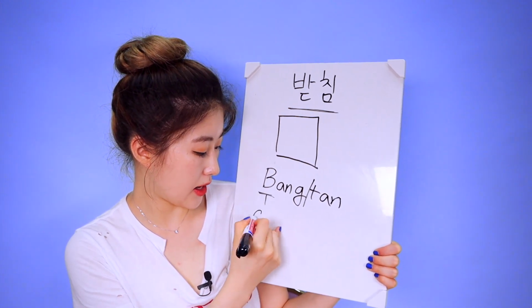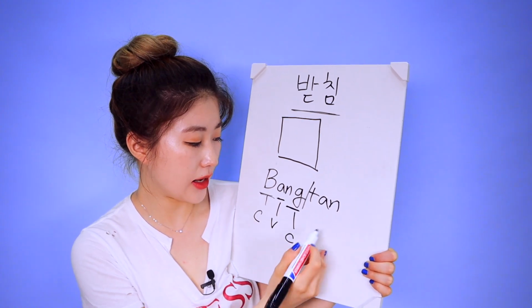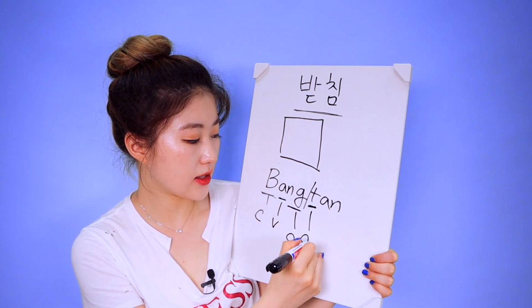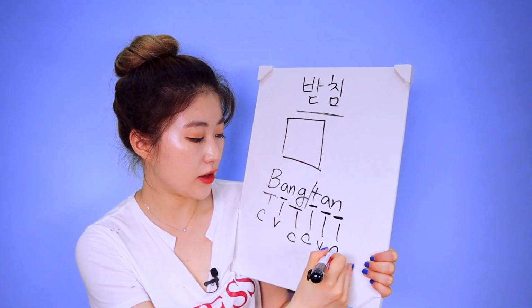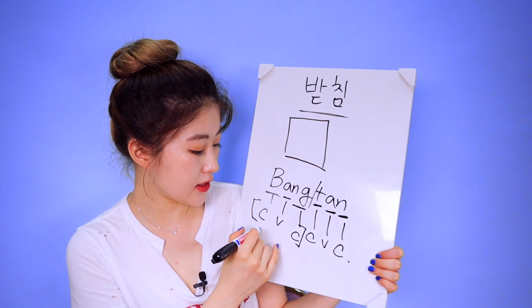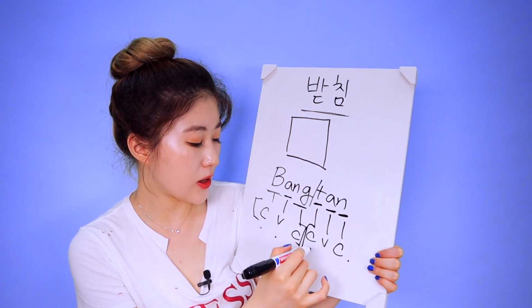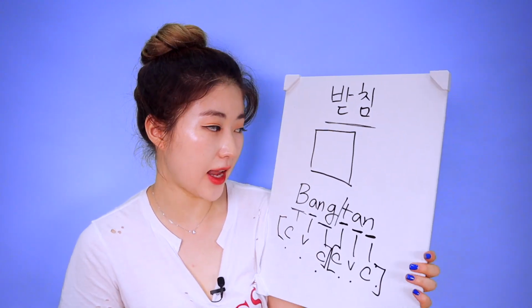B, consonant. A, vowel. Consonant. T, consonant. A, vowel. N, consonant. So the syllable consists of consonant, vowel, consonant. This one also consonant, vowel, consonant. In Korean, it's the same.